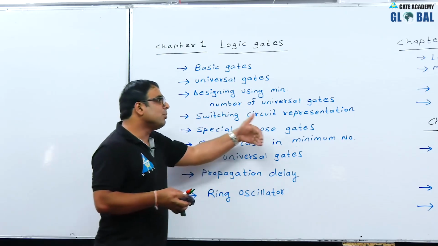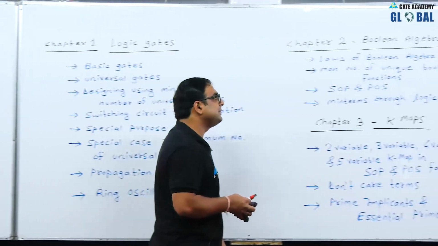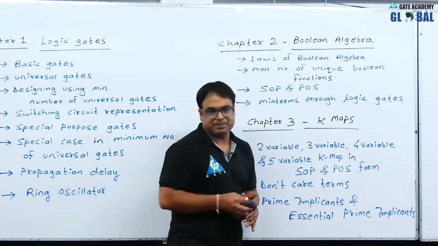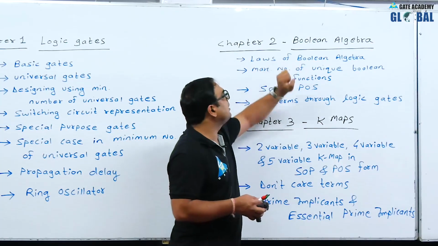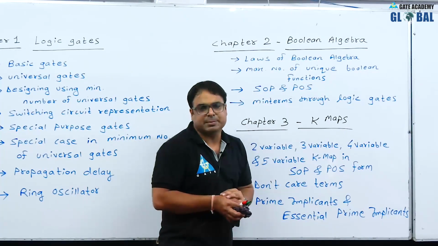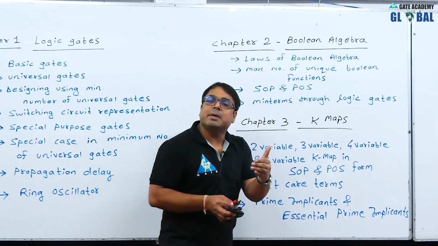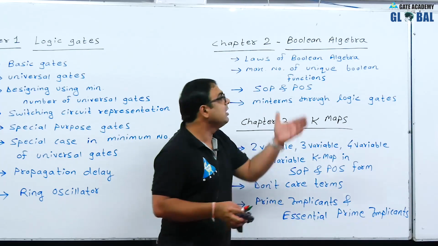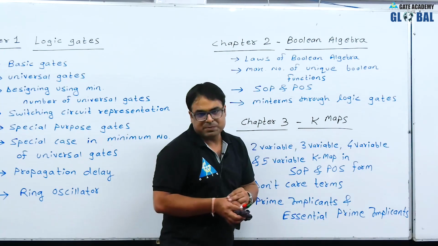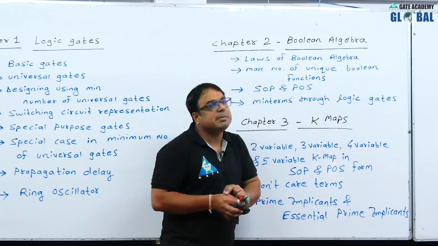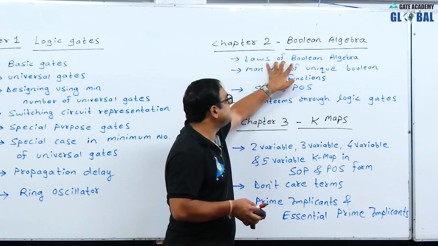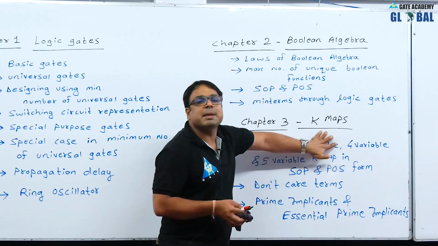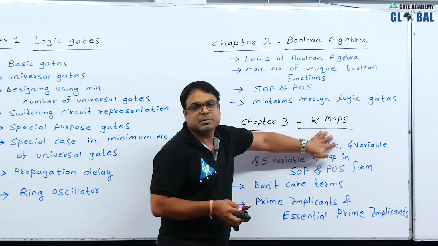Okay. Now moving ahead, the next chapter will be Boolean algebra. In Boolean algebra, first of all, we will be discussing the basic laws of Boolean algebra and how to minimize a particular given function using Boolean algebra. There are two different ways to minimize any Boolean function. One is using the laws of Boolean algebra. Second one is K-maps, that we will be learning in chapter number 3.